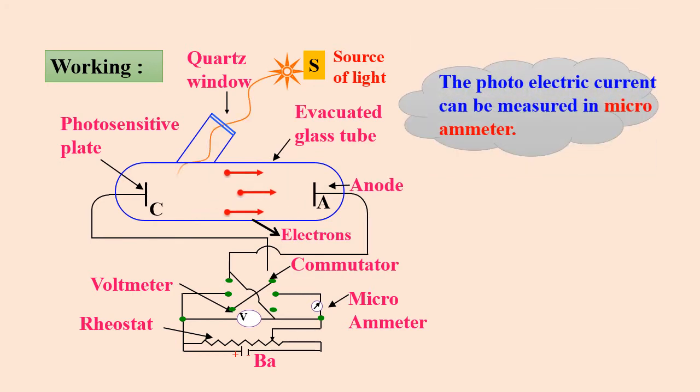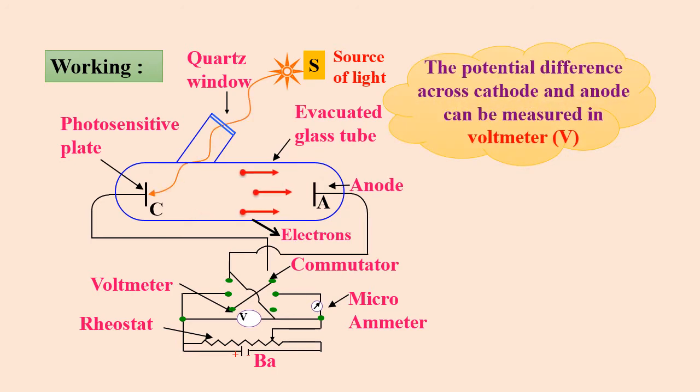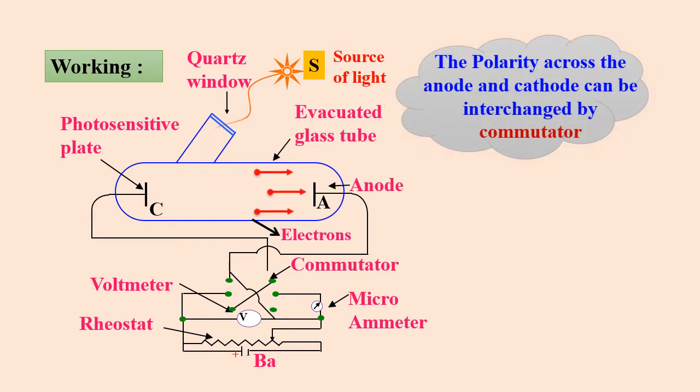The photoelectric current can be measured in a microammeter. The potential difference across the cathode and anode can be measured in a voltmeter V. The polarity across the anode and cathode can be interchanged by a commutator.